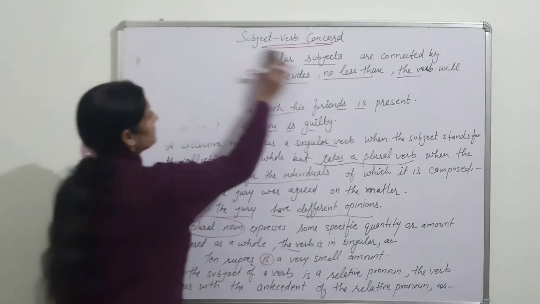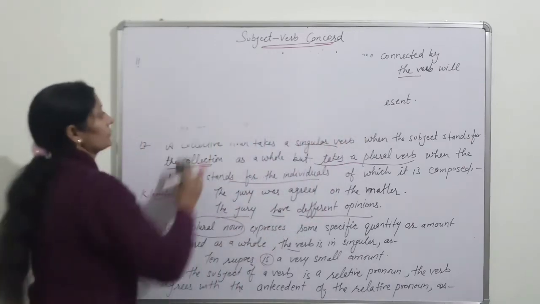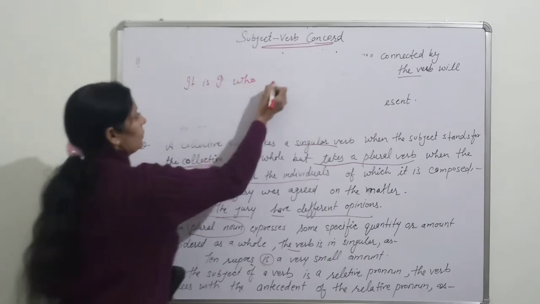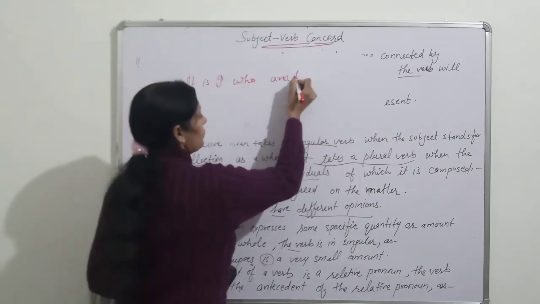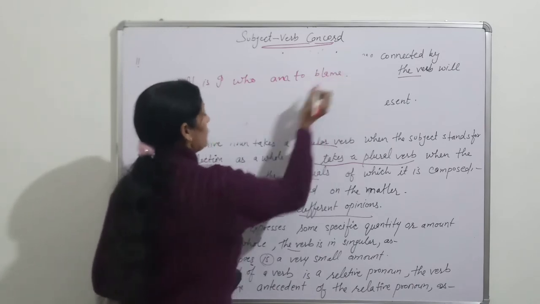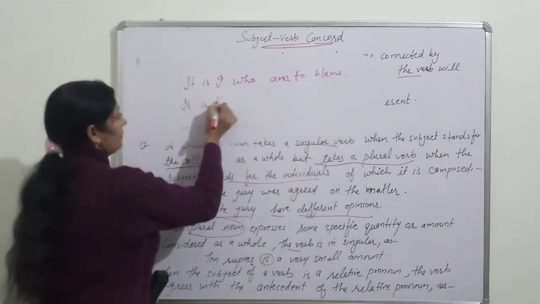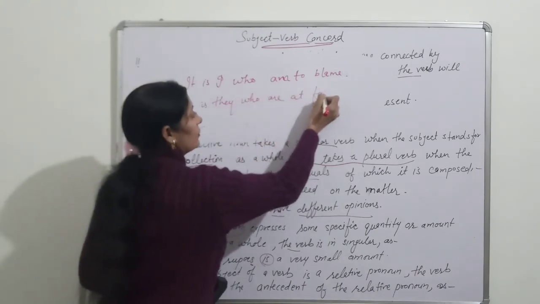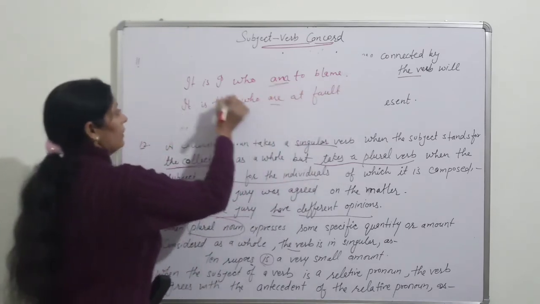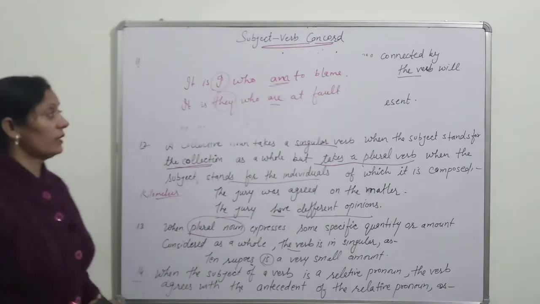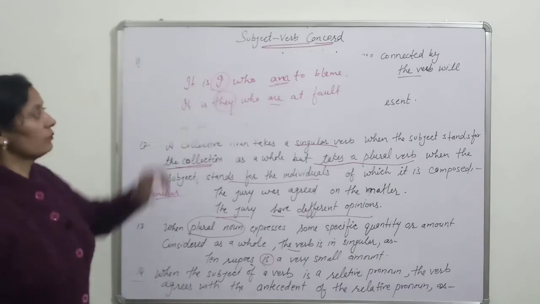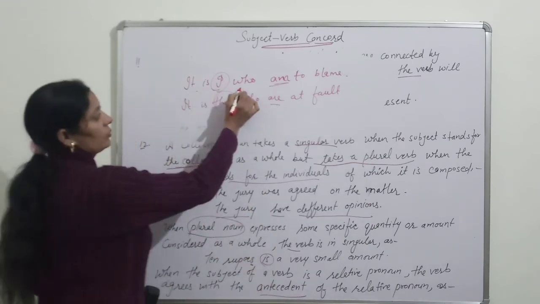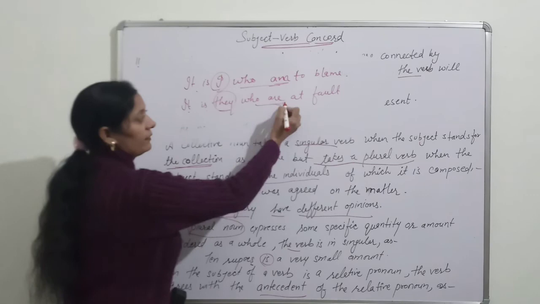See the example. It is I who am to blame. Another example you can take, it is they who are at fault. So we are using the verb according to this. Okay, a relative pronoun is used and we are using the verb according to the antecedent. It is I who am to blame. It is they who are at fault.